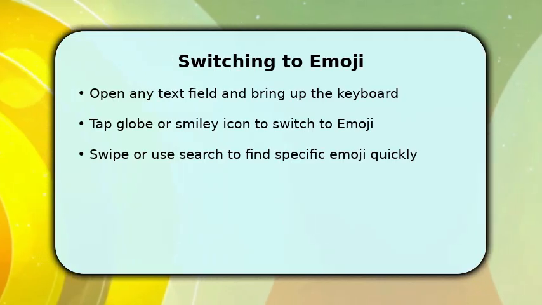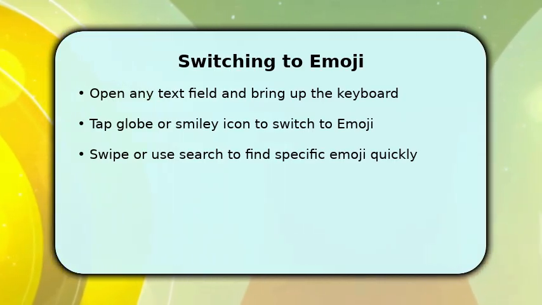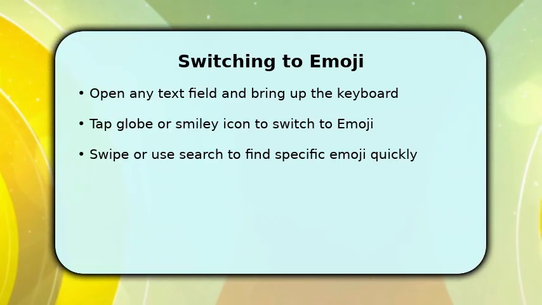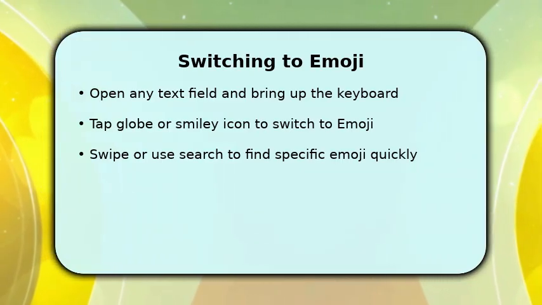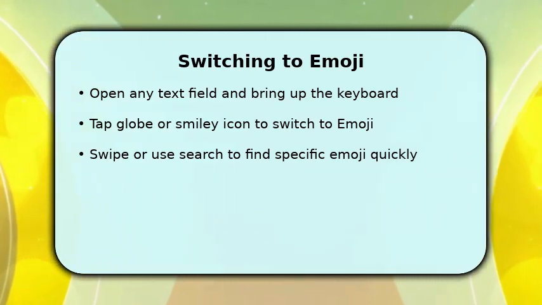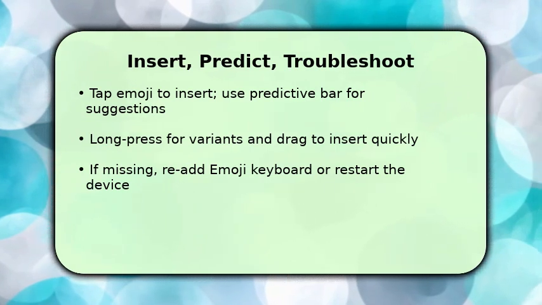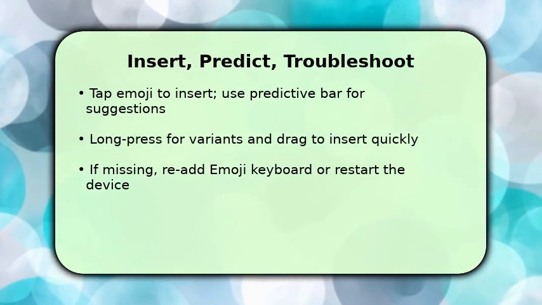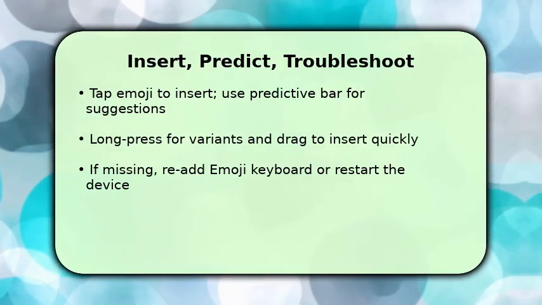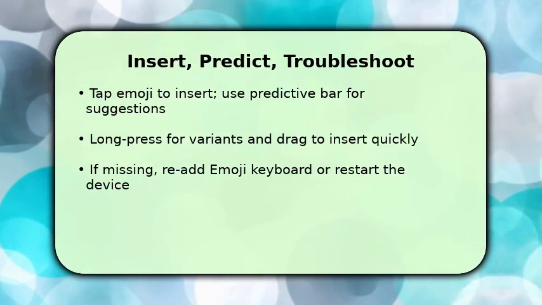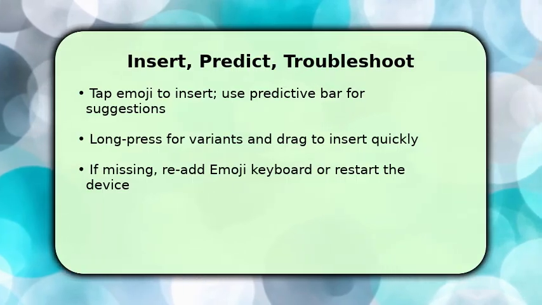Make sure to long press related keys for skin tones or gender variants. That reveals alternate options without leaving the emoji. You finish by inserting emoji and using prediction to speed typing. Tap an emoji to place it in your text and watch the predictive bar for suggested emoji based on typed words. Long press to pick skin tone or variant, then drag or tap to insert faster.